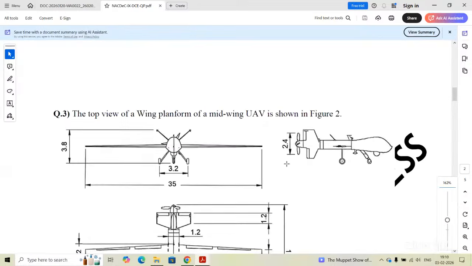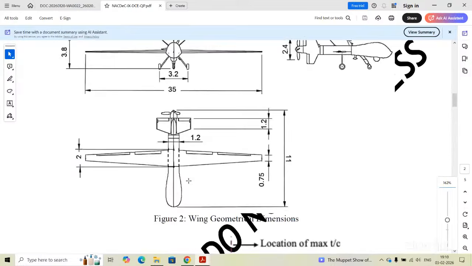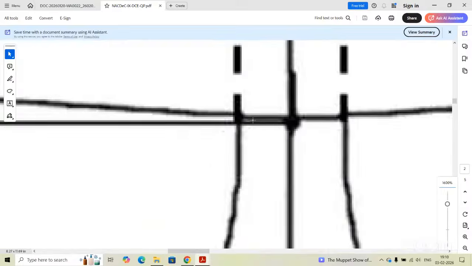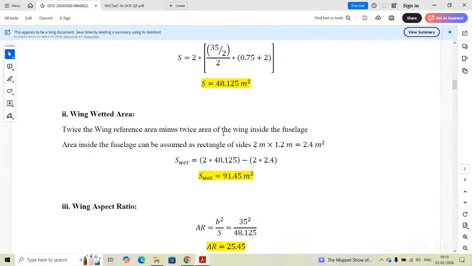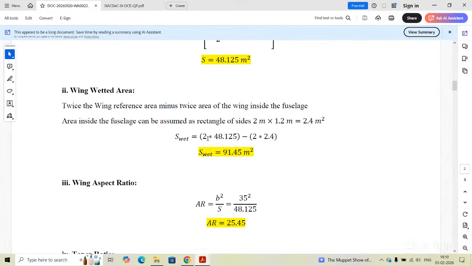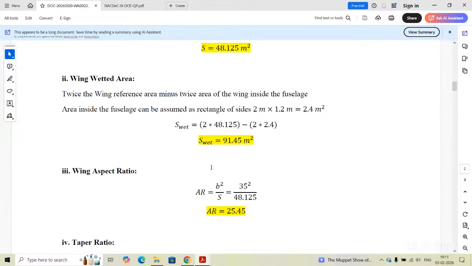So that way, for the wetted area, we will have to subtract this hashed area. The answer for the wetted area is wing reference area into 2 multiplied by 2 and minus that hashed area which is going inside the fuselage. So that should be minus. So wetted area comes out as 91.45 meter square.